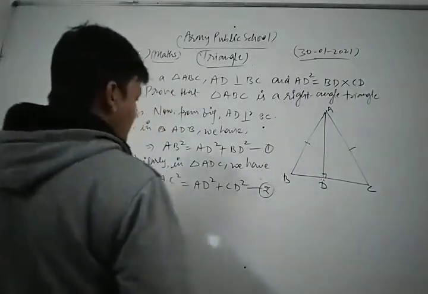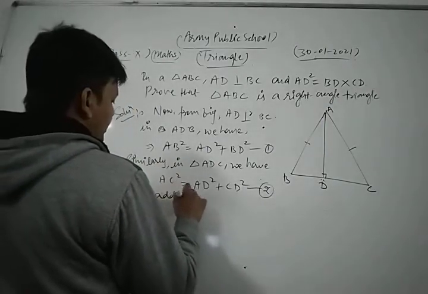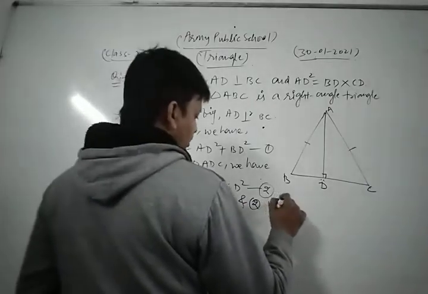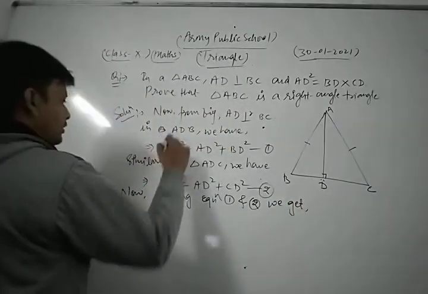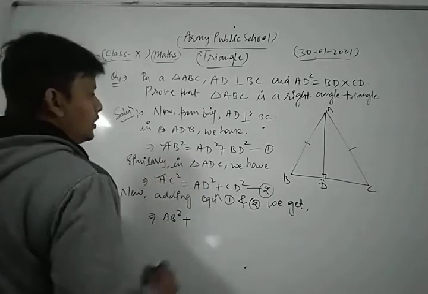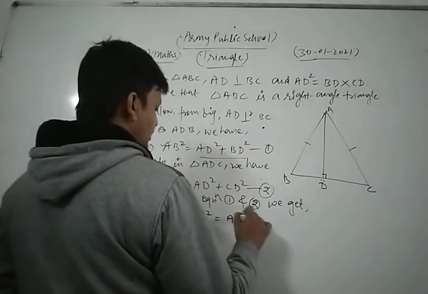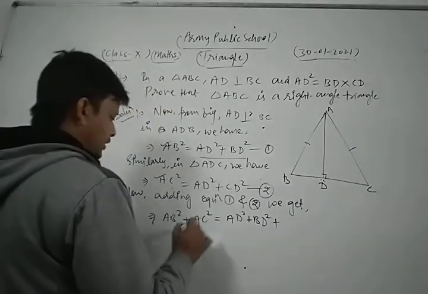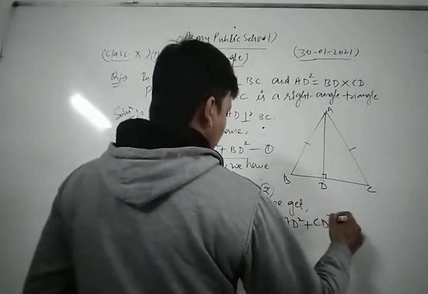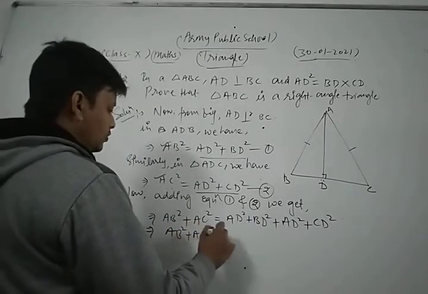Adding equation 1 and 2, we get AB square plus AC square is equal to AD square plus BD square plus AD square plus CD square.